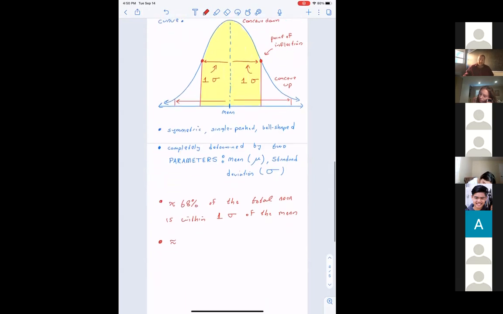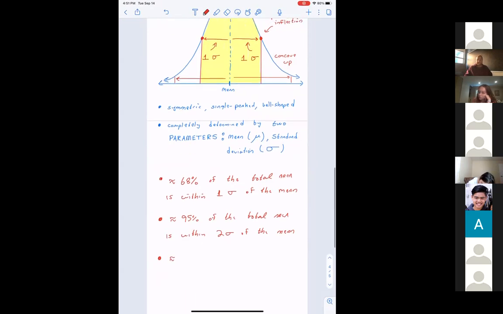So I want guesses again for what percent of the graph would be within 2 sigmas of the mean. And I'm going to stop there because someone already got it. The answer is 95% of the total area is within 2 sigma of the mean. And what if I would have gone 3 sigmas from the mean? I'm not going to draw it because I don't have enough room. But if I would have gone 3 sigmas from the mean, approximately what percent do you think would be shaded?